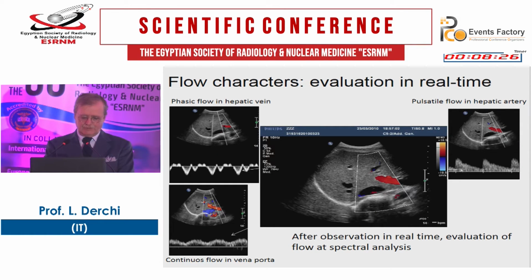Now, I don't know if it moves. Yes, it does. So, first, look at the characteristics of flow within the vessels in real time, and then go to the spectral analysis. You will see that there is continuous or oscillating flow within the portal vein. There is pulsatile flow, arterial pulsations within the hepatic artery, and there is phasic flow within the hepatic veins.